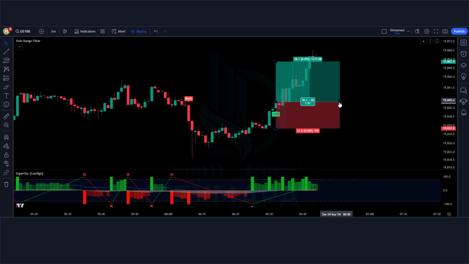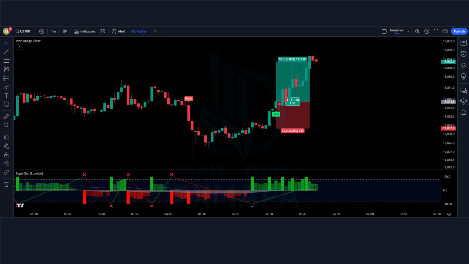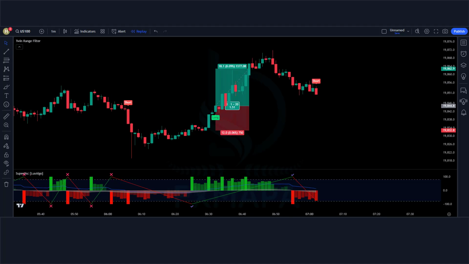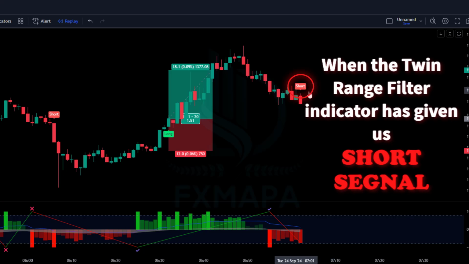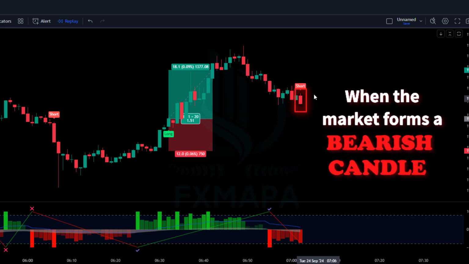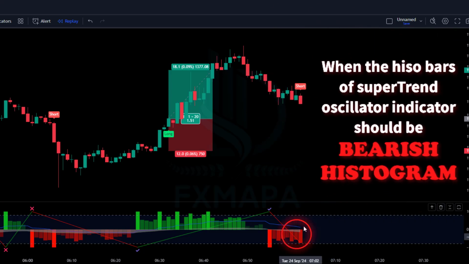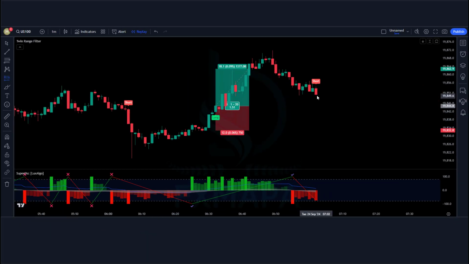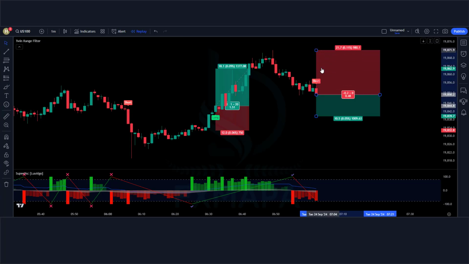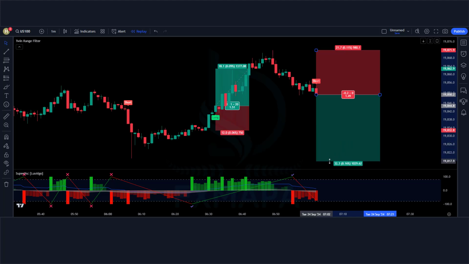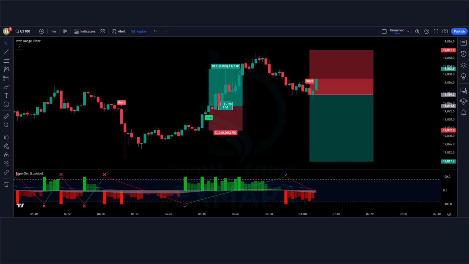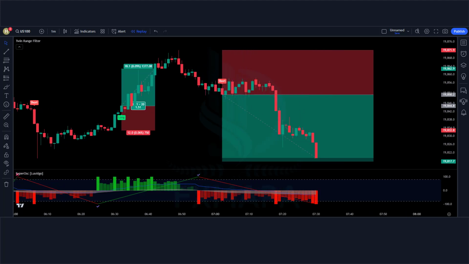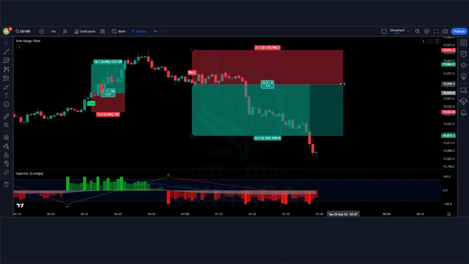The market has completely hit the target. Now let us understand short position. When the Twin Range Filter indicator has given us short signal. When the market forms a bearish candle. When the histogram of the Supertrend Oscillator indicator should be bearish. If this condition is fulfilled, then we will place sell order. Our stop loss will be placed at the current market's higher level. And the risk to reward ratio will be 1:1.5. The market has completely hit the target.